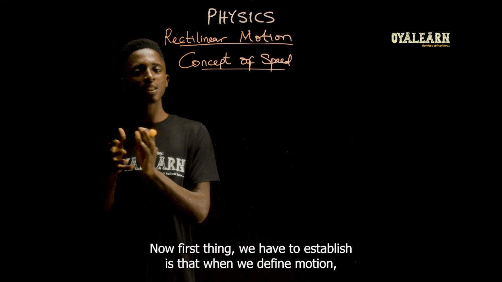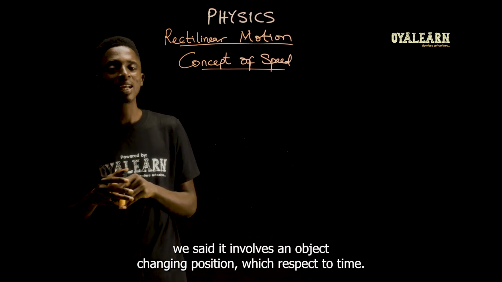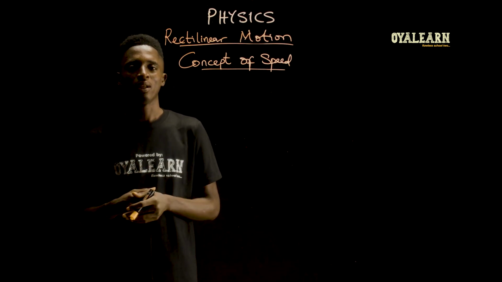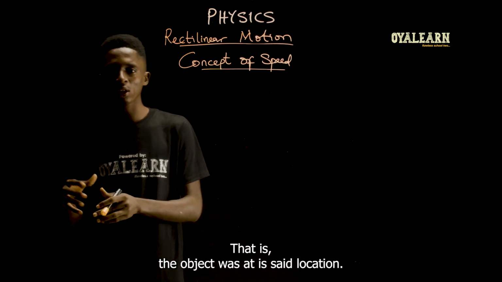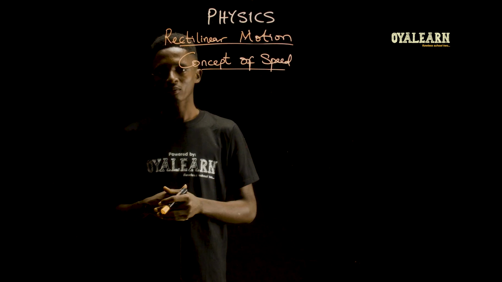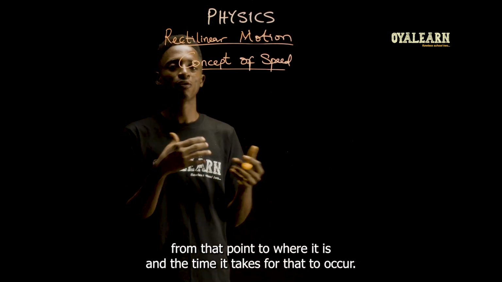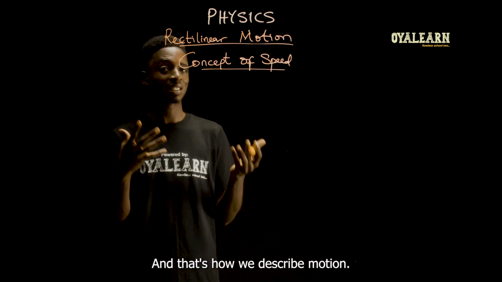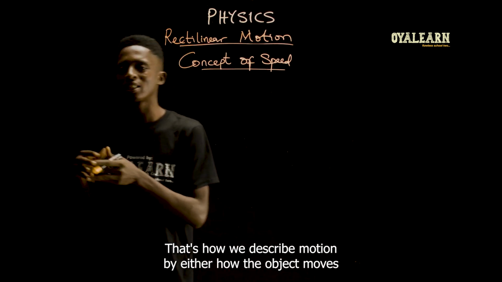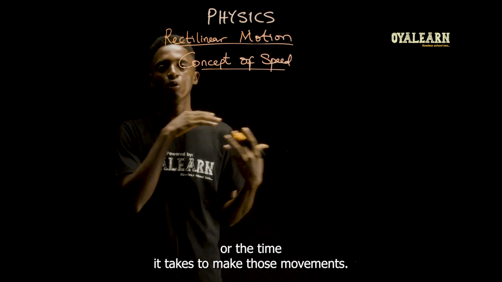Now, first thing we have to establish is that when we define motion, we said it involves an object changing position with respect to time. That is, the object was at a set location, and then over time, it is now in a new location. And then we look at how it moves from that point to where it is and the time it takes for that to occur. And that's how we describe motion. That's why we describe motion by either how the object moves or the time it takes to make those movements.